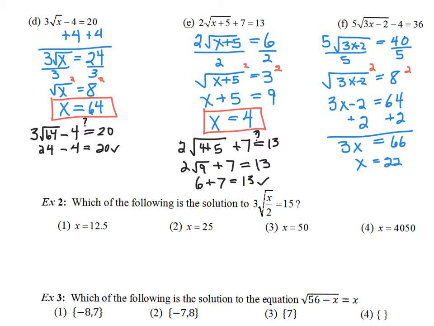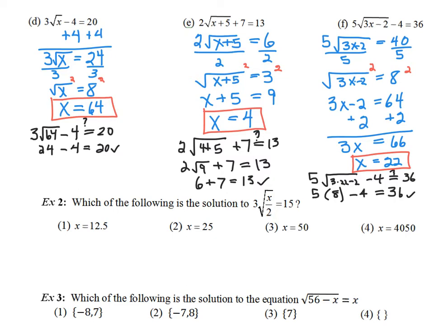And again, it's necessary to go back and check. So 5 times the square root of 3 times 22 minus 2, subtract 4, does that equal 36? So 5 times the square root of 64, which is of course 8, minus 4 does equal 36. So that checks, and my solution is x equals 22.